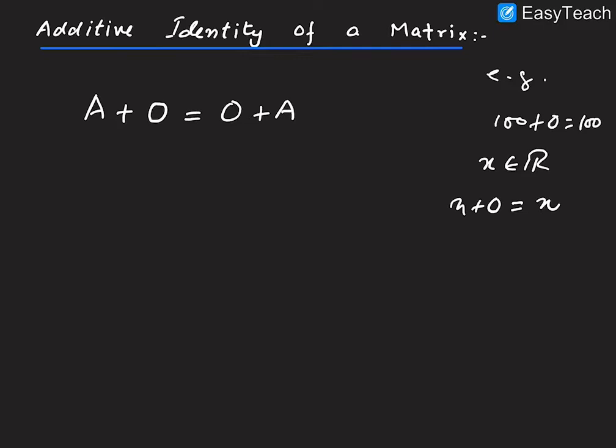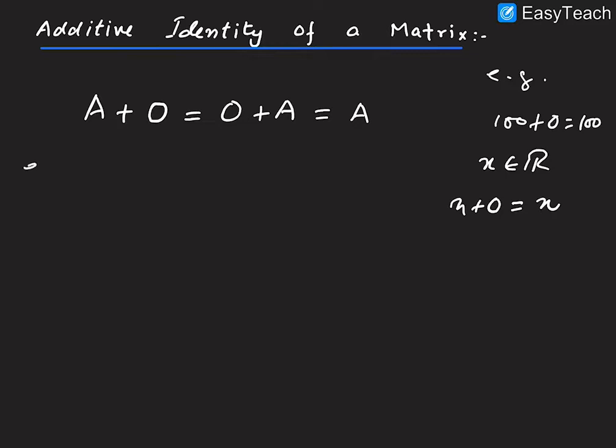Either you add the null matrix from the left side or from the right side, it is commutative. The answer will be A. A plus O or O plus A will be equal to A. This is called the additive identity of a matrix. So the null matrix will be the additive identity of a matrix.